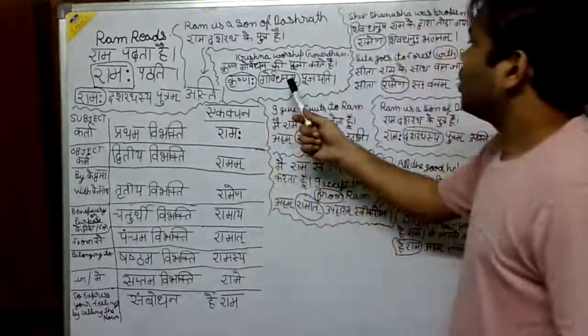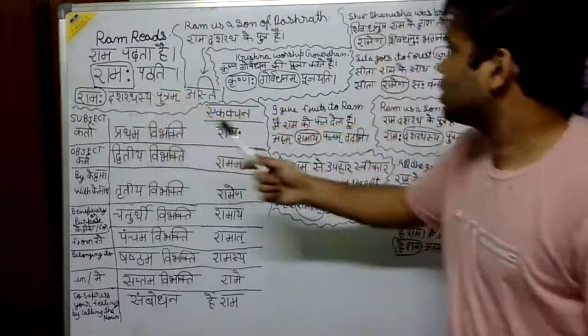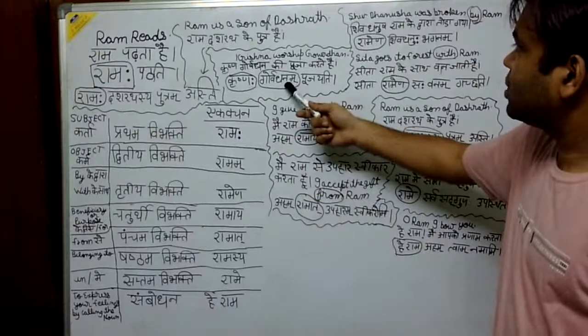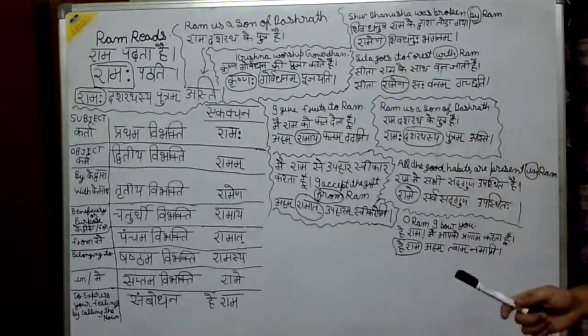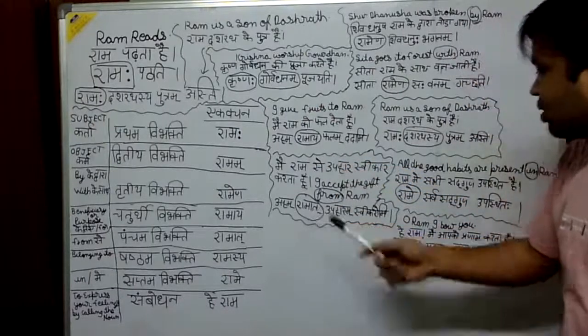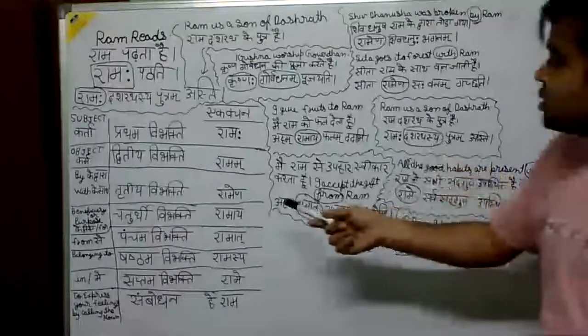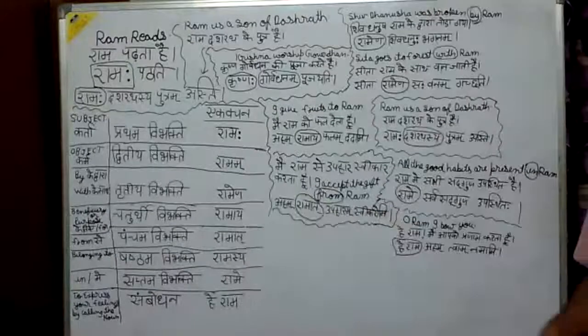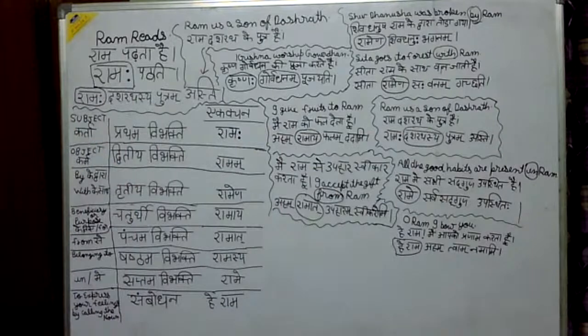Ramah is Prathama Vibhakti. Here it is Raman, second Vibhakti. Rame, third Vibhakti. Ramaya, fourth Vibhakti. Ramat, fifth Vibhakti. Ramasya, sixth Vibhakti. What do we call eighth Vibhakti? We call eighth Vibhakti Sambodhana.